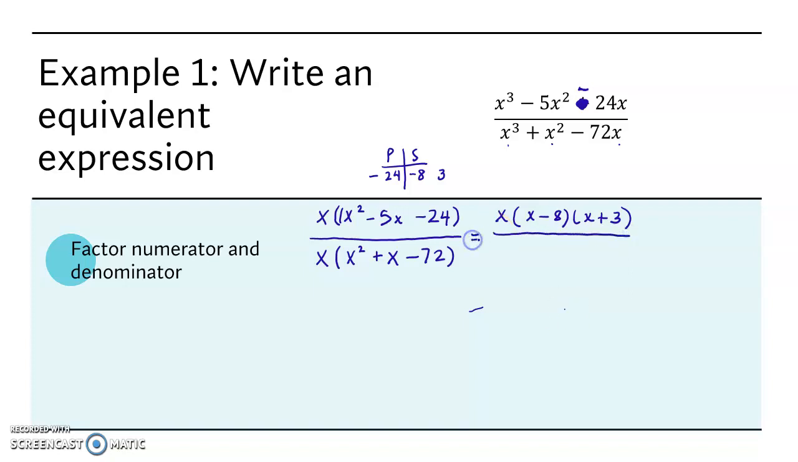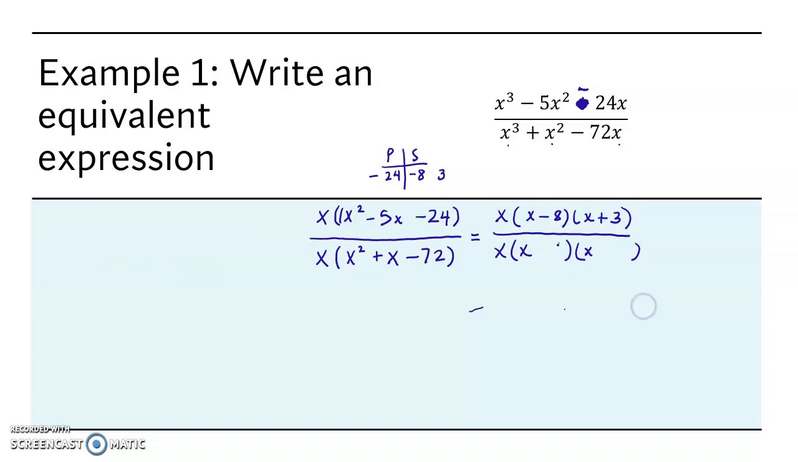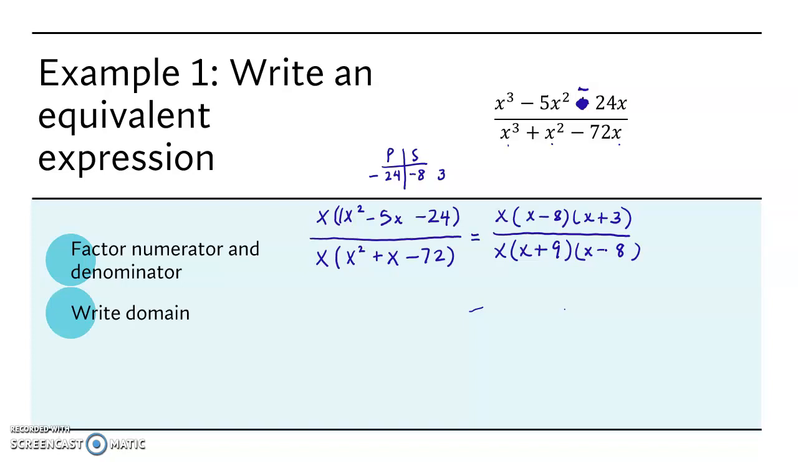All right. So for my denominator, I noticed that I'm looking for numbers that multiply to give me negative 72, and they add to give me a positive 1. Well, I know that 8 times 9 gives me 72, and I also know that they're 1 apart, so if I make the 9 positive and the 8 negative, that would work. Okay, so now I've factored my numerator and my denominator.